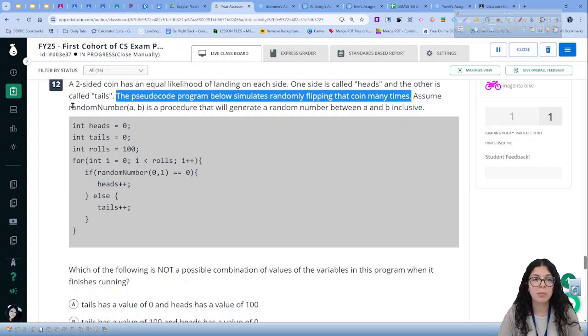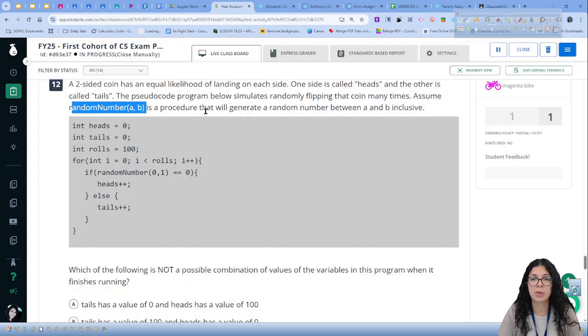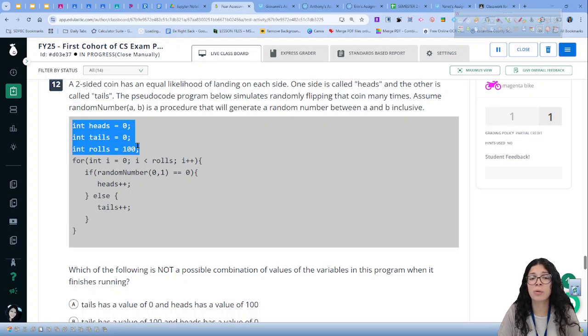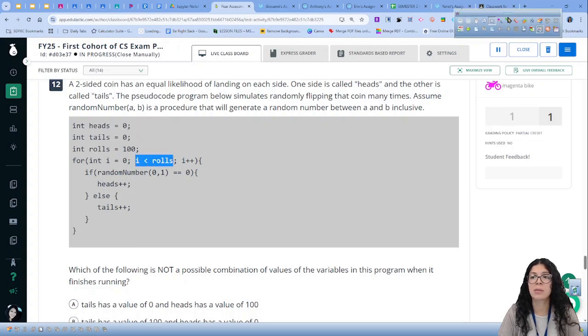Great. Assume that random number A, B is a procedure that will generate a random number between A and B inclusive. So random number is going to give us a random number between the two values, A and B. So notice here that heads starts at 0, tails starts at 0, and rolls is 100. Notice here that the condition is going to continue as long as i is less than rolls, and i goes up by 1 each time.